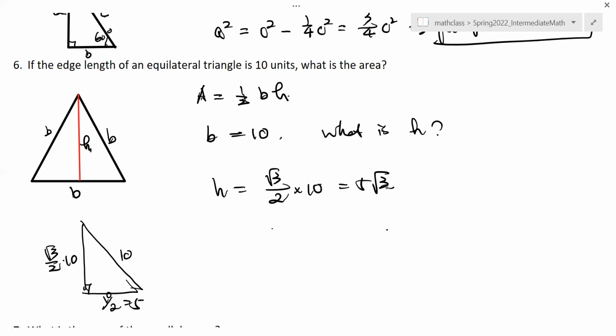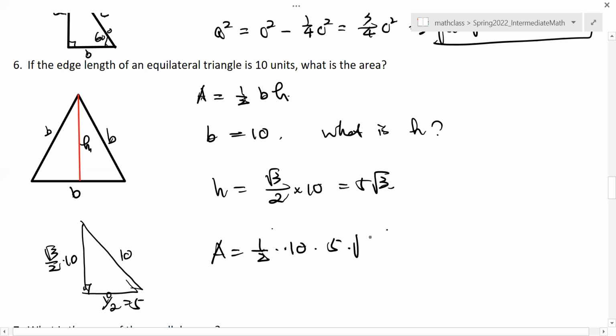Okay, so once you get h, then you can find the area. Here it is: half of b, which is 10, times h, which is 5 times square root of 3. So it's 25 square root of 3. So that will be the answer.